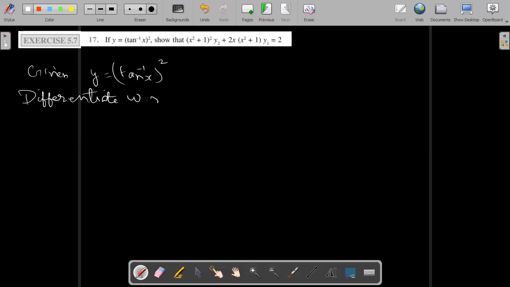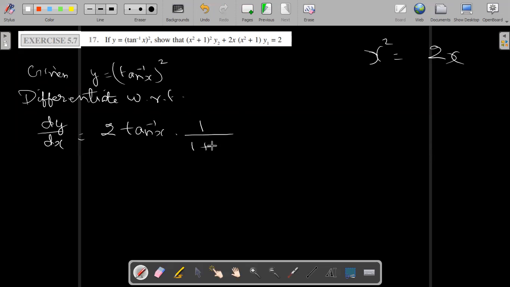dy over dx is equal to, the outermost is power 2, the outermost function whose differential is 2x. So its differential will be 2 tan inverse x. And then the differential of tan inverse x is equal to what? 1 upon 1 plus x square. Now, as I told you, this first derivative we can replace by y1, and this 1 plus x square you can multiply on the left side. First, (1 plus x square) y1 is equal to 2 tan inverse x.